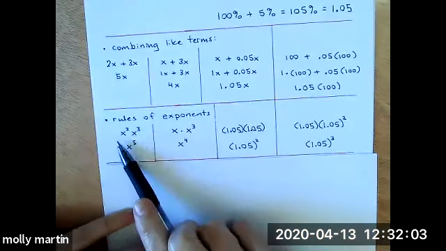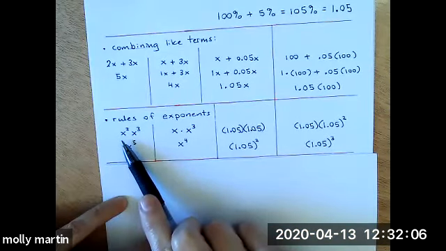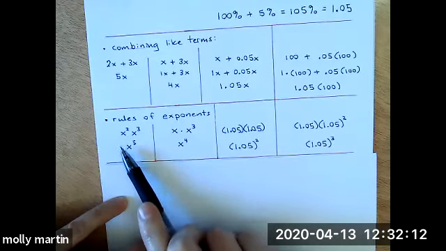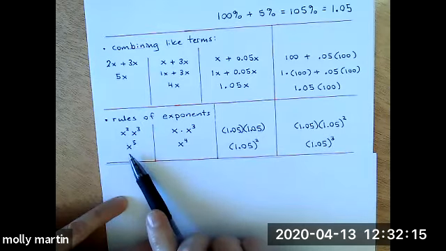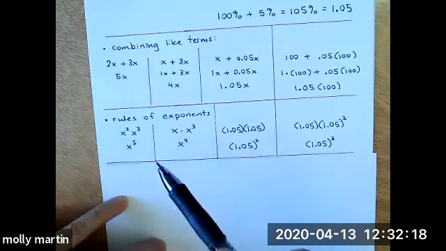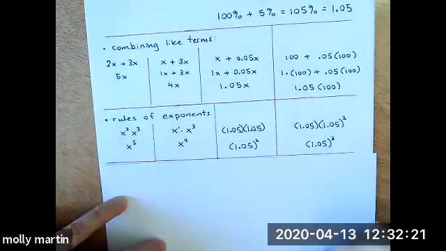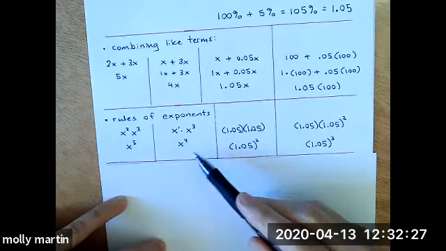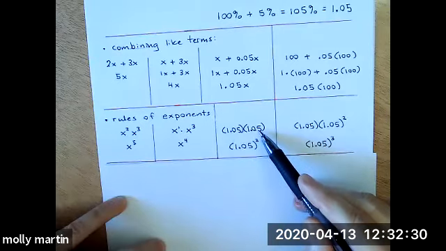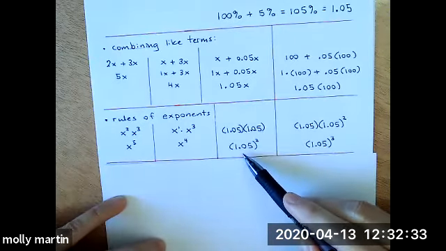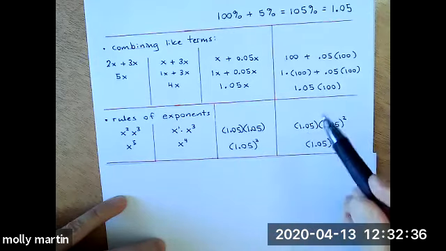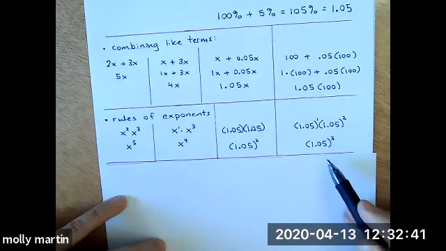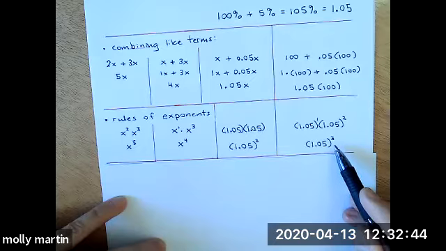Rules of exponents. Remember that when you multiply exponential expressions with the same base, you add the exponents. X squared times x cubed is x to the 5th. X, which is x to the 1, times x cubed is x to the 4th. 1.05 times 1.05 is 1.05 squared. 1.05 to the 1 power times 1.05 squared is 1.05 cubed.